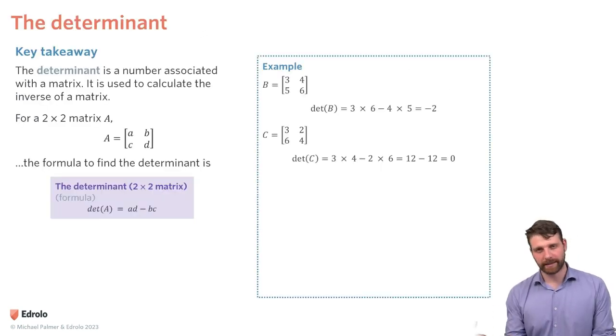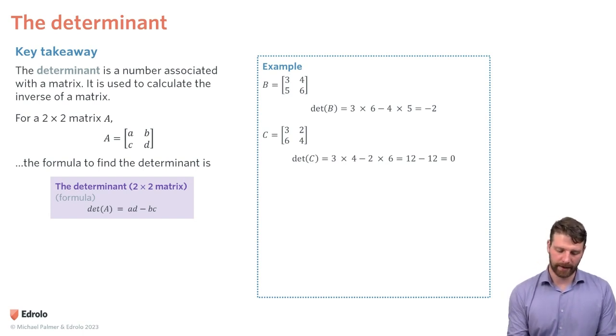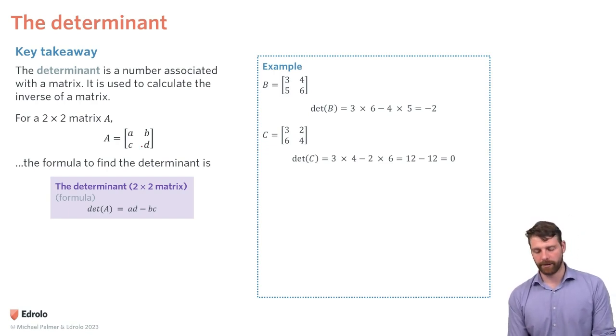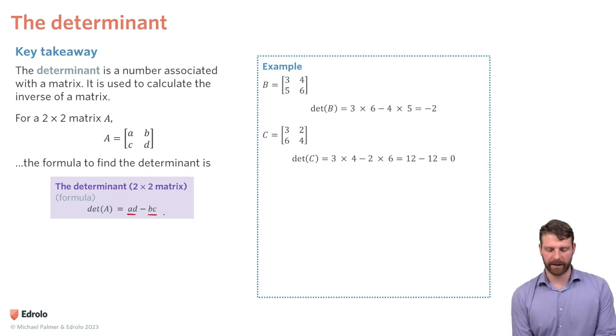Okay, so we used our calculator to find an inverse matrix, but we also need to be able to work this out by hand. So our key takeaway here is the determinant is a number associated with a matrix. It is used to calculate the inverse of a matrix. For a 2 by 2 matrix A, where A is equal to this matrix with the entries a, b, c, d in that order, the formula to find the determinant is ad minus bc. You can see here that we've got det of A, and that's a notation to represent the determinant. But there is another way to show it.